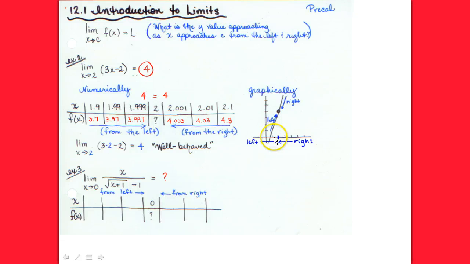And if we look at it graphically, we see that. Because, again, I'm approaching 2. So as I approach 2 from the right-hand side, tracing along my graph up here, it does appear to be approaching a y value of 4. And as I come at this from the left-hand side, that would be this part of the graph down here. So as I do that, it does appear to be approaching a y value of 4. So numerically and graphically, we're getting the same answer.